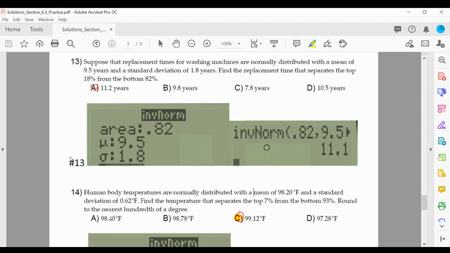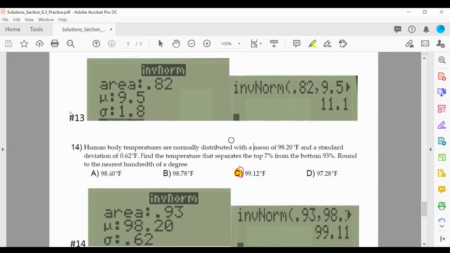13, dishwasher replacement times. You got the mean here, you got the standard deviation. Find the time that separates the top 18 from the bottom 82. That's what I'm looking for. The value that separates the area to the left is the bottom portion, 82%, 0.82. There's your mean, there's your standard deviation. And you're only off by 1/10. Nothing else really that close.